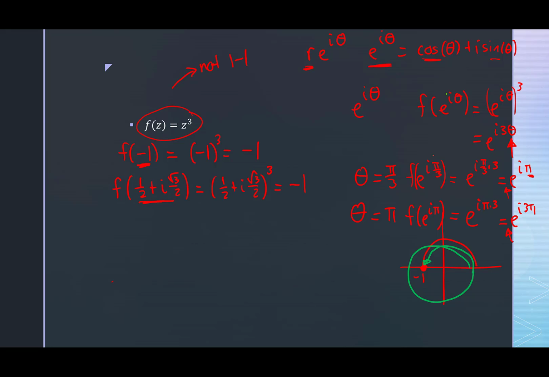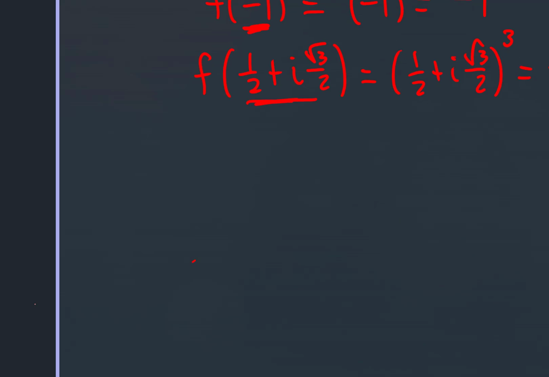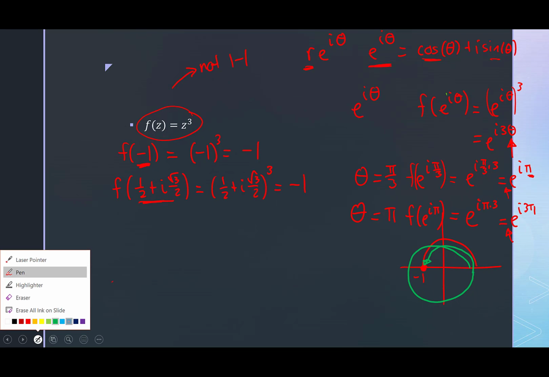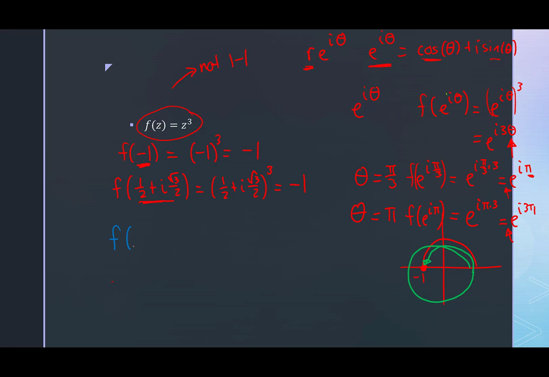Okay, so what this is telling us is that, let me get my different color out, this is telling us that f of e to the i pi over 3 is equal to f of e to the i pi.